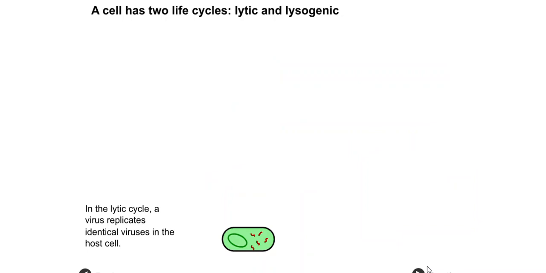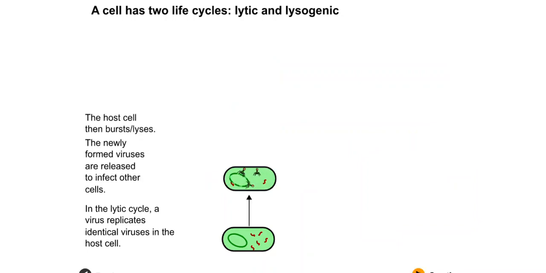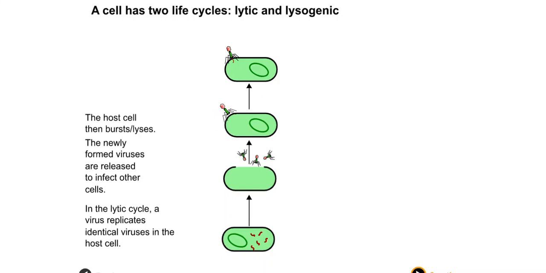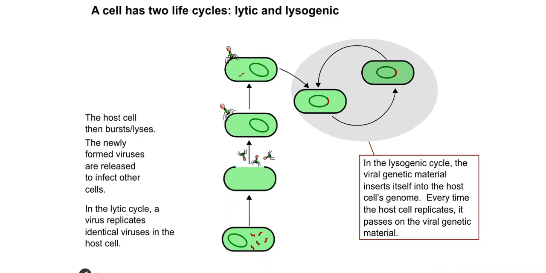So in the lytic cycle, a virus replicates identical viruses in the host cell. The host cell then bursts, lyses. The newly formed viruses are released to infect other cells. This newly formed virus is infecting the other cells. It attaches itself and inserts its genetic material into the host cell's replicating machinery. As you can see, the virus genetic material and the host genetic material.